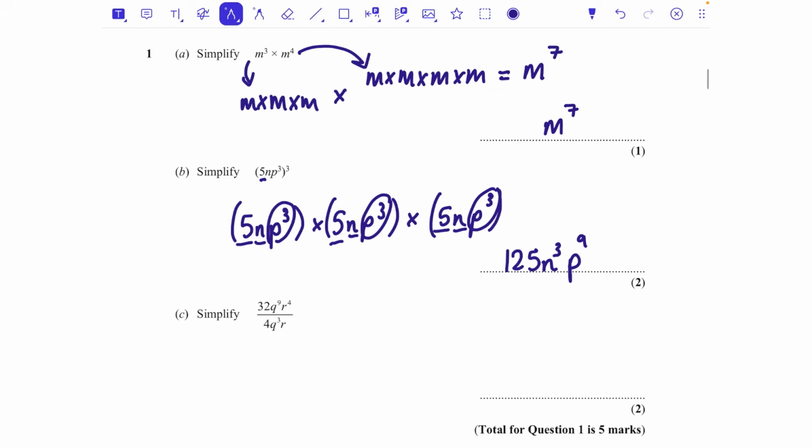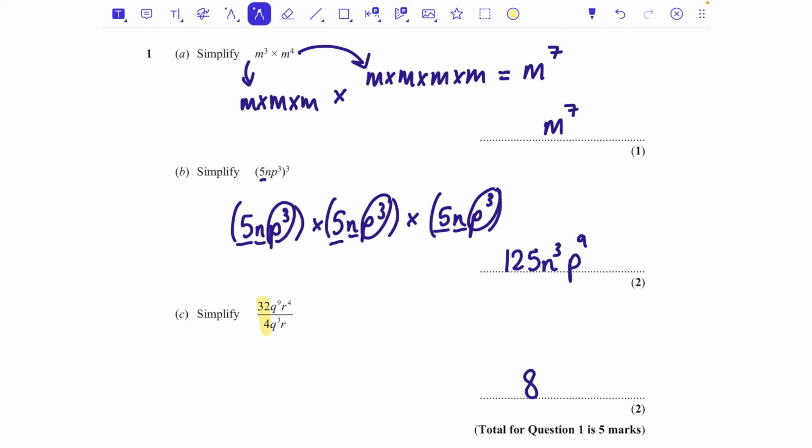For part C, 32 q to the power of 9 r to the power of 4 divided by 4 q to the power of 3 r. So we're going to look at each bit in turn. I'm going to start by thinking about the 32 divided by 4, and that's going to give me 8.